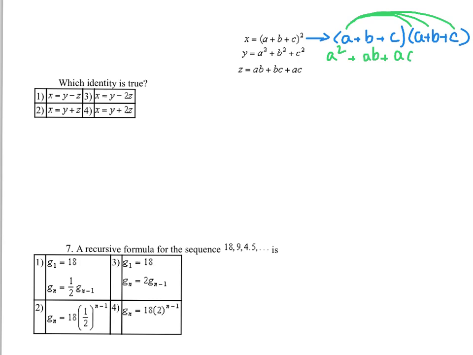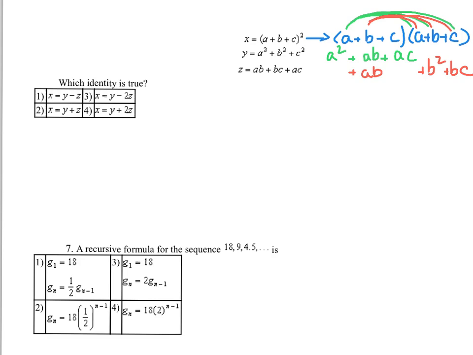Then let me just switch colors here. Then what I'm going to do is take the b from the first set of parentheses, and I'm going to multiply it by everything in the second set of parentheses. I'm going to try to combine like terms as I go, or line them up anyway. So I get ab. Then I'm going to get b squared, which I don't have one of those, so I'm going to put that out here. And then I'm going to get bc, and I don't have one of those, so I'm going to put that out here.